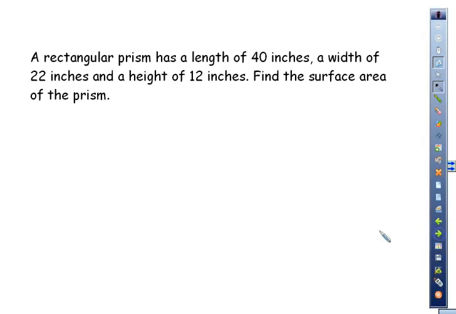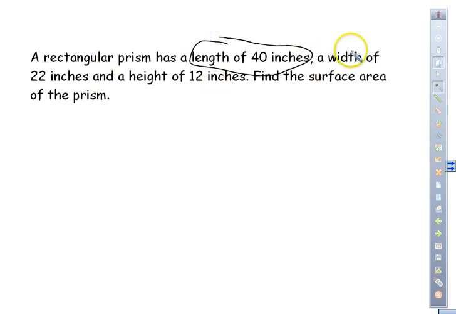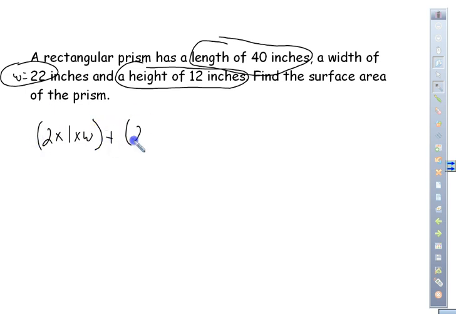Okay, let's look at the next one. It says rectangular prism, length of 40, width of 22, height of 12. So go ahead and hit pause and find the surface area. Now, first of all, they're already labeled, so we're going to make sure that we are paying attention to that. Length is 40, width is 22, and my height is 12. So using that formula, 2 times the length times width, plus 2 times the length times height, plus 2 times the width times height, we can plug it in.